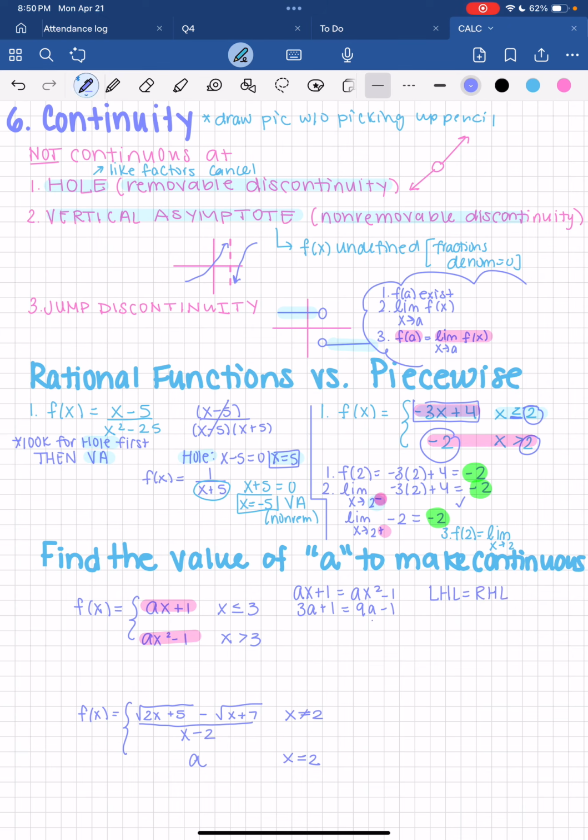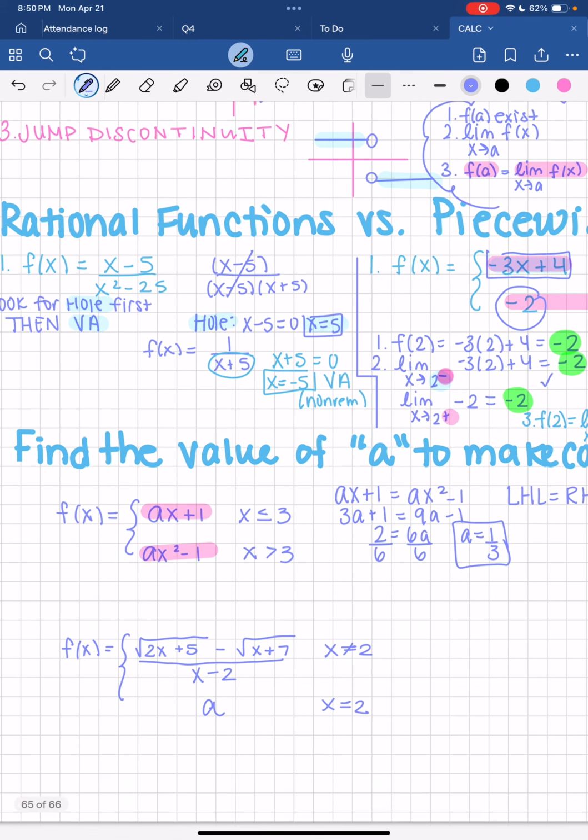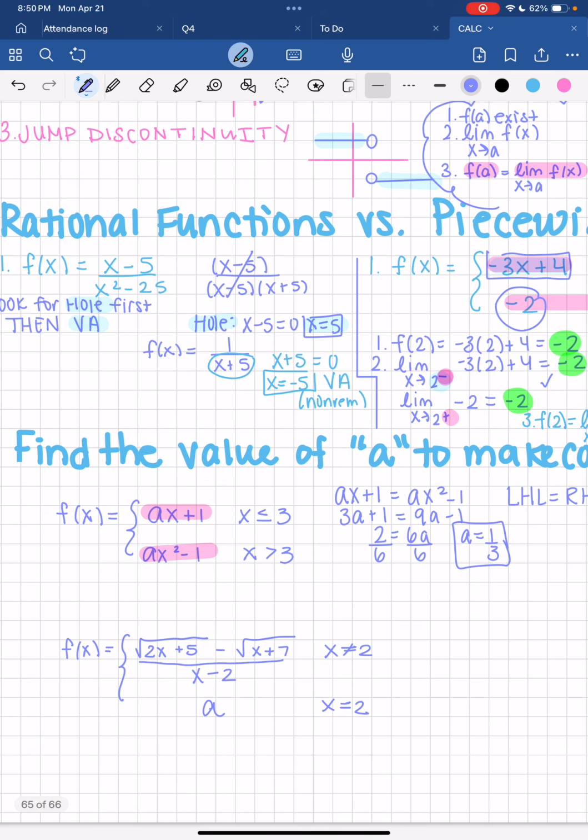So if we go ahead and do that, you're going to get 2 is equal to 6a, divide by 6. That means when a is 1/3, this piecewise function is going to be continuous. And now this one's a little weird down here. It's an interesting piecewise function. So there's no inequality. We have a function that says x can't be equal to 2, but when x is 2, the y value is a.